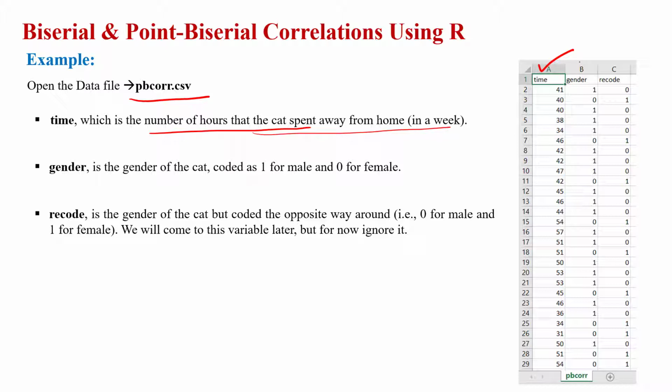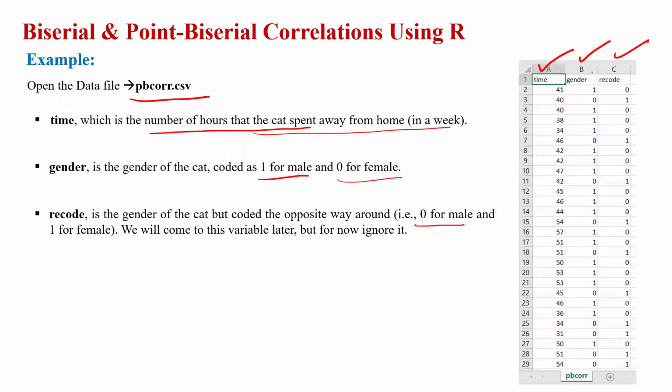Similarly, the second and the third variables are categorical, or you can say dichotomous variables, such as 0 and 1, where for gender, 1 represents male and 0 represents female. And then record is basically the opposite of gender, where we have represented 0 with male and 1 with female. Why we have done this, we will show you, especially when we apply the point biserial correlation coefficient.